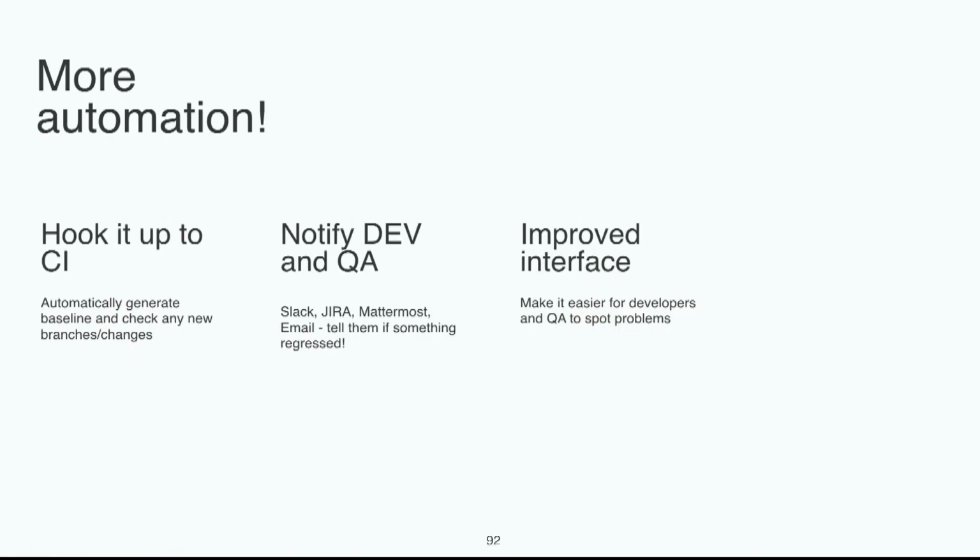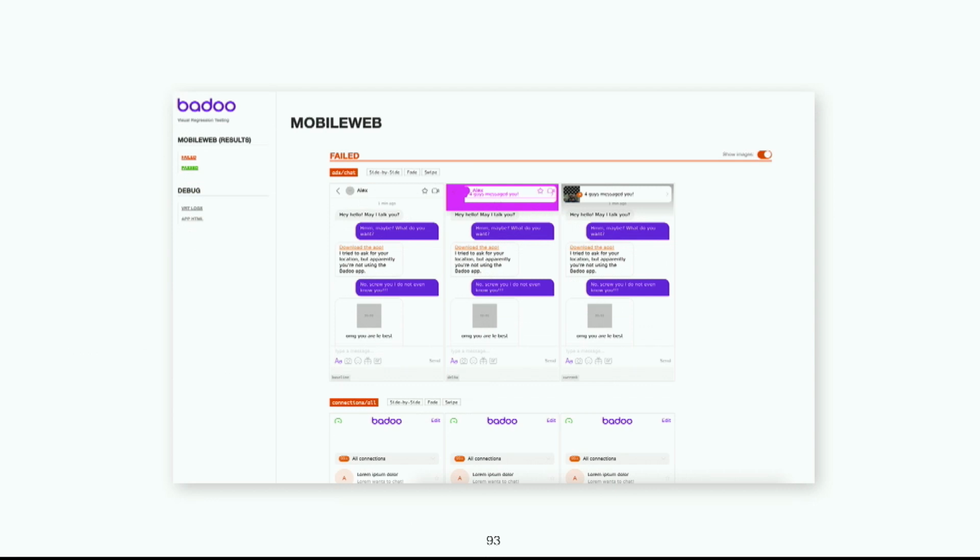Additionally, just having a look at files individually is a bit cumbersome and it's not very useful. So I suggest introducing an interface which makes it much, much easier. In this case, this is the interface that we use at Badoo. It's quite robust. It's very, very minimal, but it does its job.